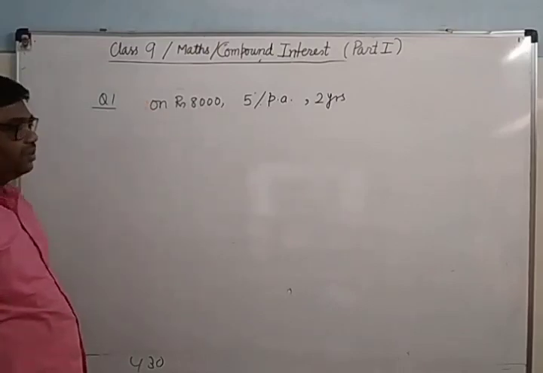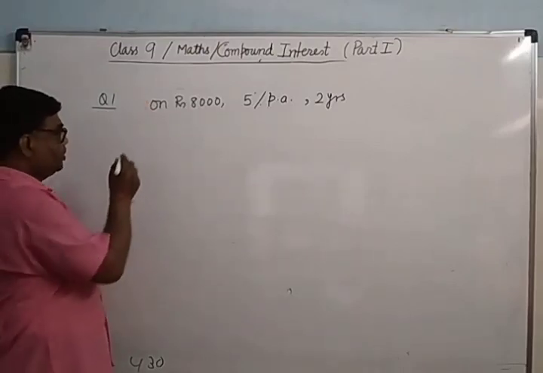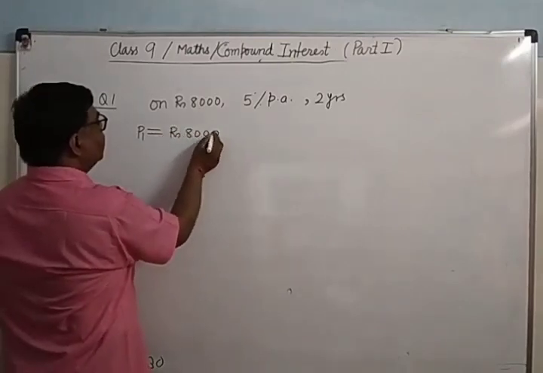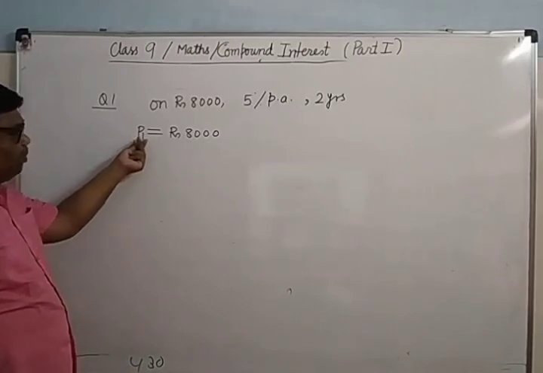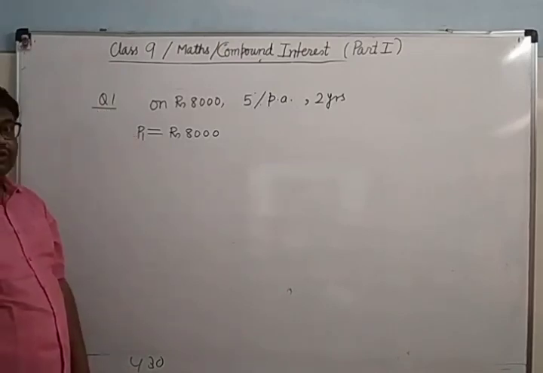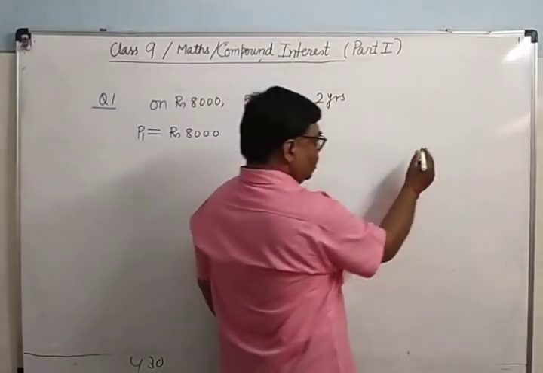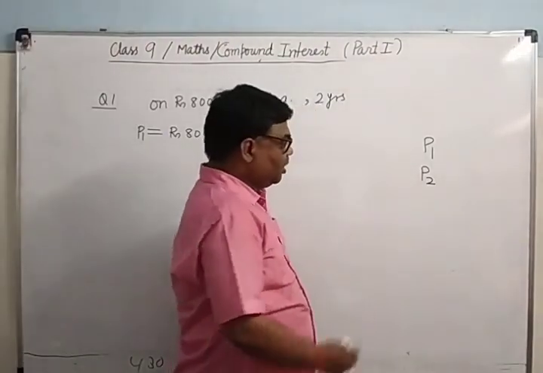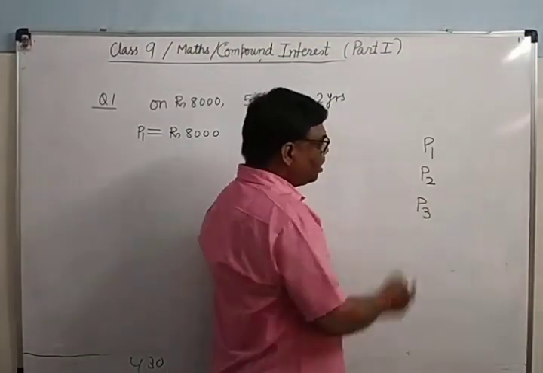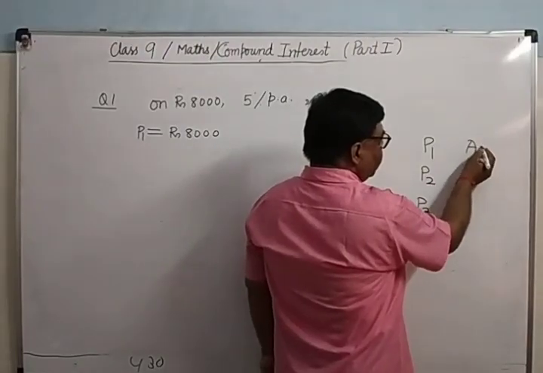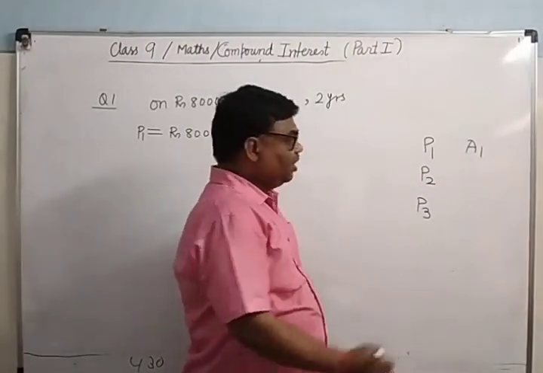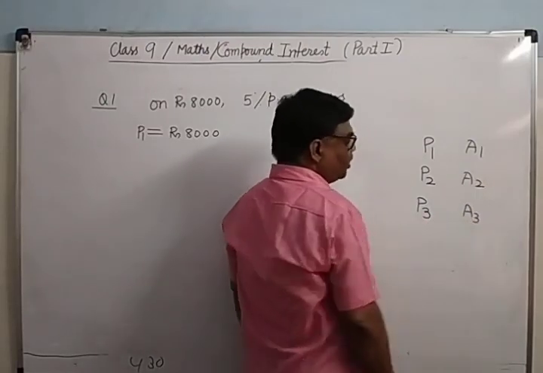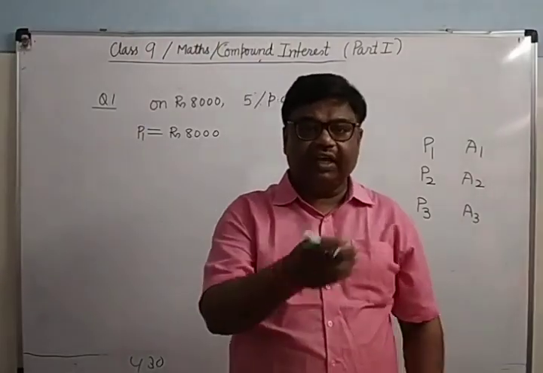So what is the original sum? Original sum is 8,000. Means this will be the principal for the first year. Now all of you see here. P1 means the principal for first year. You remember this thing. P2 means principal for second year. P3 means principal for third year. Similarly, A1 is the amount of first year, A2 amount of second year, A3 amount of third year. Amount always comes at the end of the year.